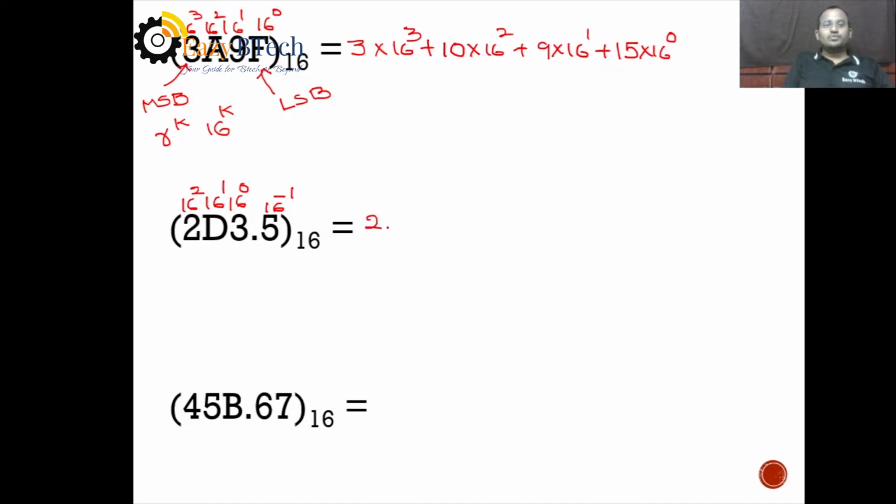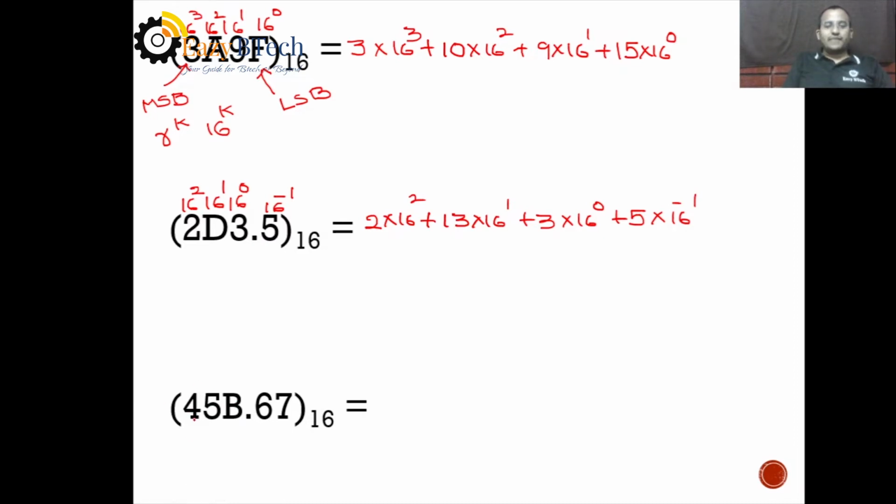So 2 into 16 power 2 plus D means it is 13. So 13 into 16 power 1 plus 3 into 16 power 0 plus 5 into 16 power minus 1. So fractional part will have negative weight. We'll see one more example.